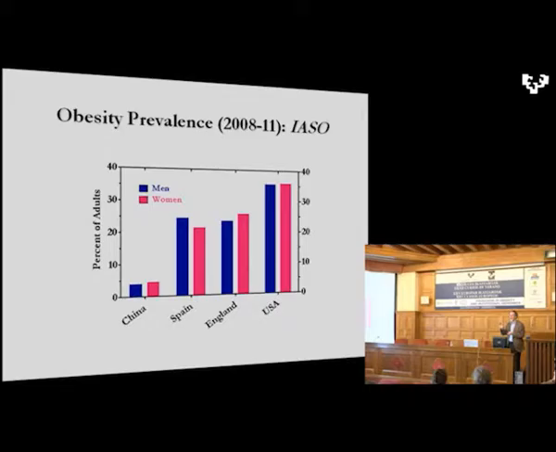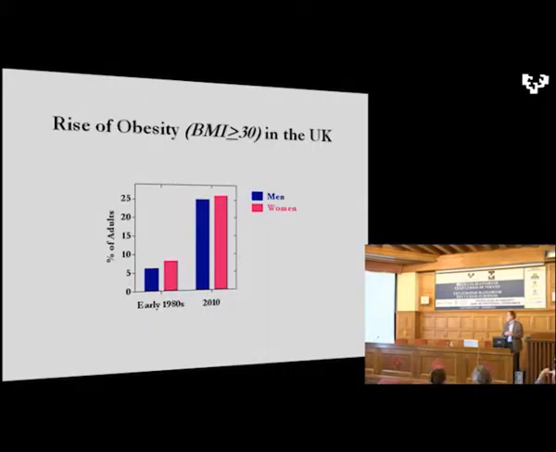Now, I showed a slide of a historical figure 25,000 years ago in relation to obesity, but there's a general sense that obesity has been increasing rapidly in terms of incidence in most Western countries. And I'll just illustrate that with figures from the United Kingdom.